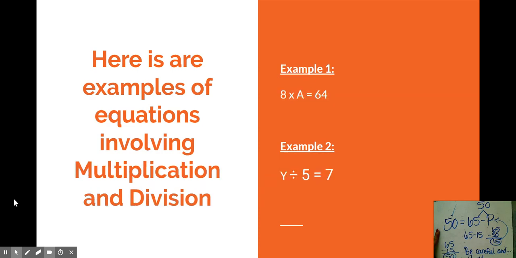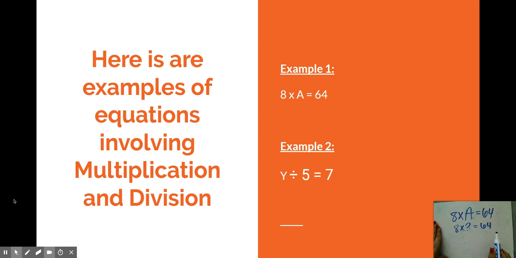Okay, so the next question is with multiplication and division. So if you have 8 times a equals 64, well, a is your missing number. So you can think about it as 8 times what number gives you 64. This entire time we've been using question marks. Question marks are the same thing as variables. They stand for a number.